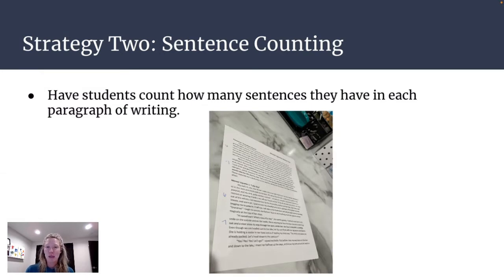Sometimes you might have a student come up to you and say, "I only have one sentence in my paragraph." That's probably a good time to go back to them and say, "It looks like you have a paragraph of writing there. So if you only have one sentence, how could you go back through and make sure that you are separating your ideas out into complete sentences and not just having one large run-on sentence?"